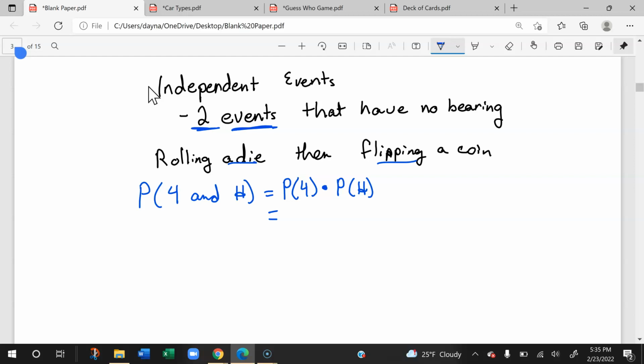So here, rolling a 4 on a normal 6-sided die would be 1/6. Flipping a head would be a 1/2. So the probability of both of those things happening would be a 1/12. When we have independent events like this, we need to make sure that we take the probabilities and multiply them.